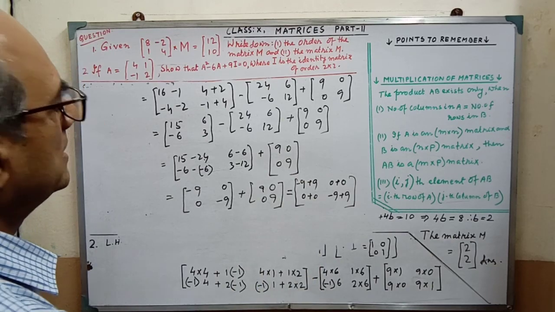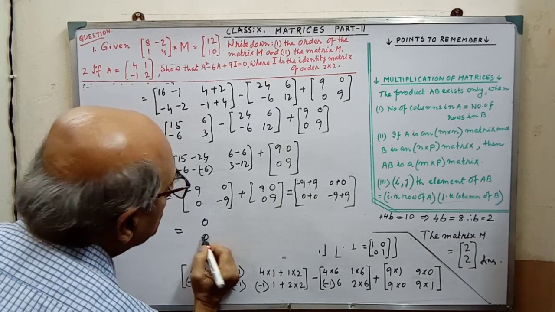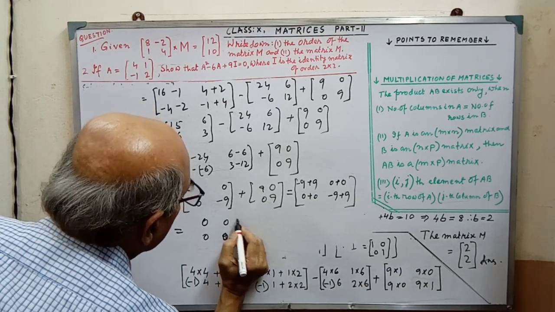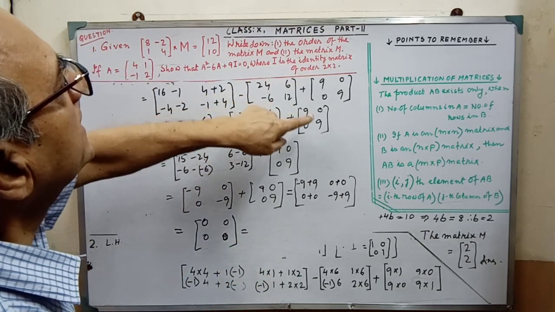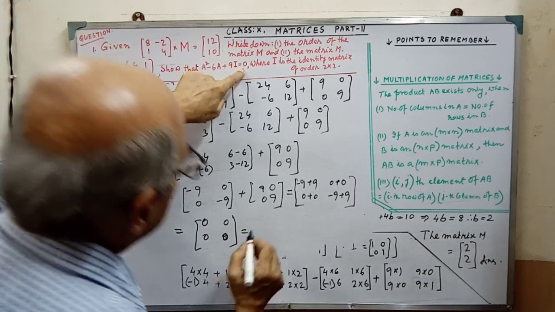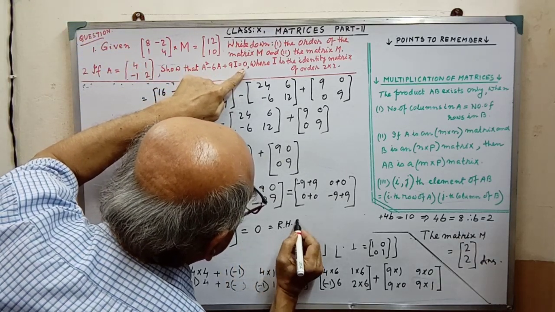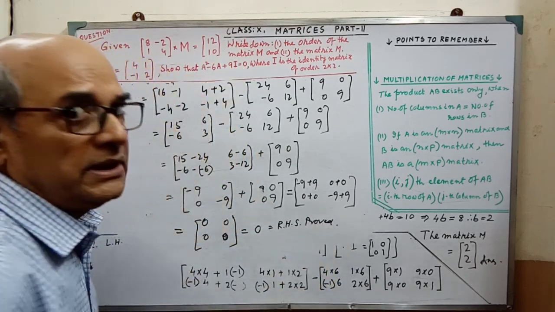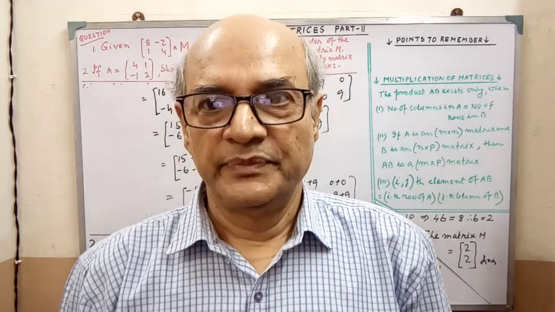Next, one more step we have to do. That is 0, 0, 0, 0. This is 0. So we are getting the right hand side, that is 0, equal to the right hand side. The sum is completed and the chapter also is completed.